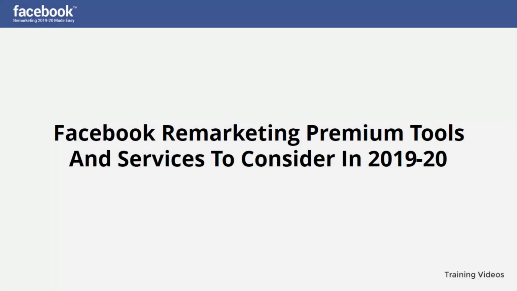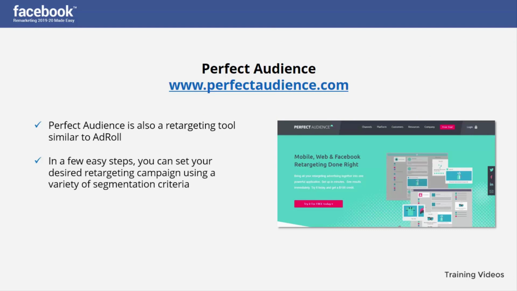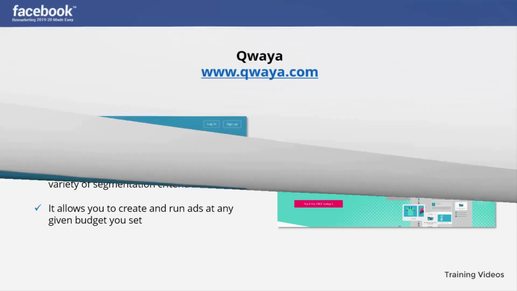Facebook remarketing premium tools and services to consider in 2019 and 2020. Perfect Audience. www.perfectaudience.com. Perfect Audience is also a retargeting tool similar to AdRoll. In a few easy steps, you can set your desired retargeting campaign using a variety of segmentation criteria. It allows you to create and run ads at any given budget you set. Like AdRoll, Perfect Audience is also a cross-channel and cross-device tool with a simpler interface and less sophisticated features.